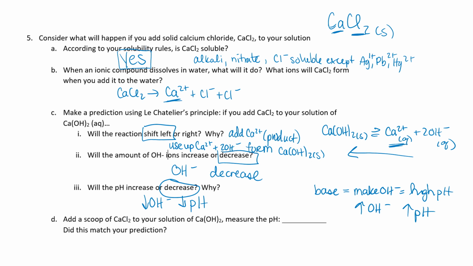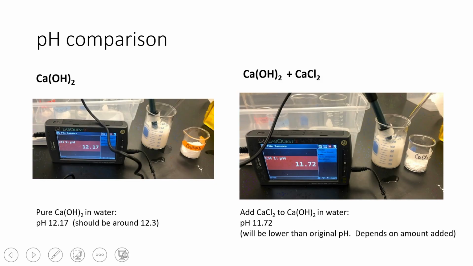And then we actually did that in the lab, and I have a side-by-side of our data. Over here you see what pure calcium hydroxide looked like, with a pH of somewhere above 12. If you add calcium chloride to it, we notice the pH drop. In my case, it dropped down to 11.7, which is a pretty big drop because pH is a logarithmic scale. Going down by 0.4 is a pretty big difference. Your change in pH is going to depend upon how much calcium chloride you added, but you should definitely notice a decrease.